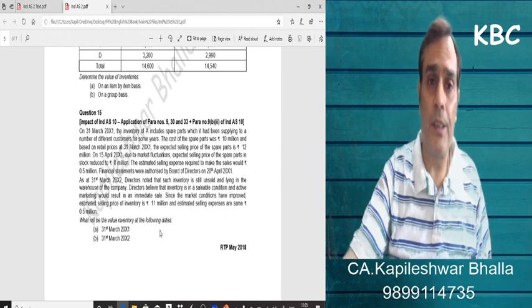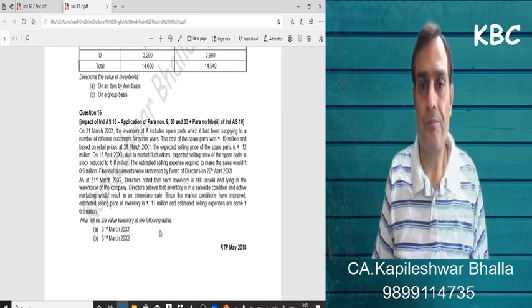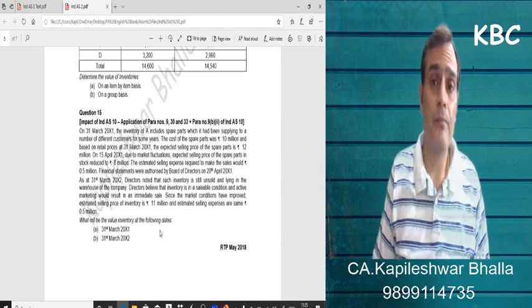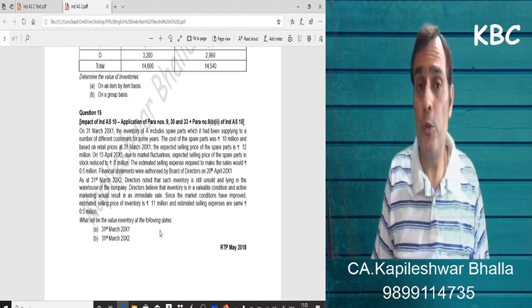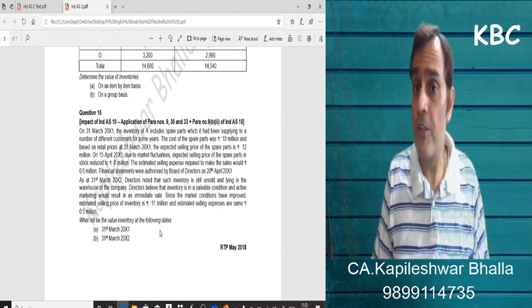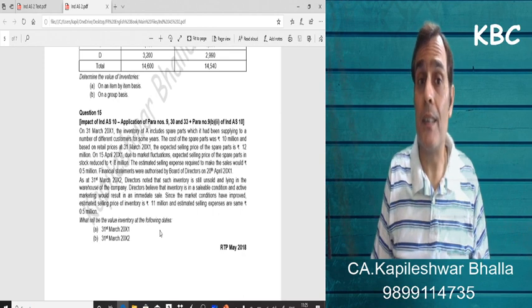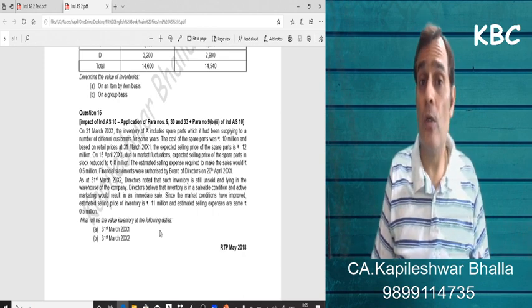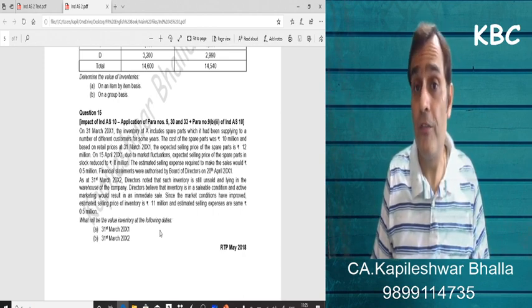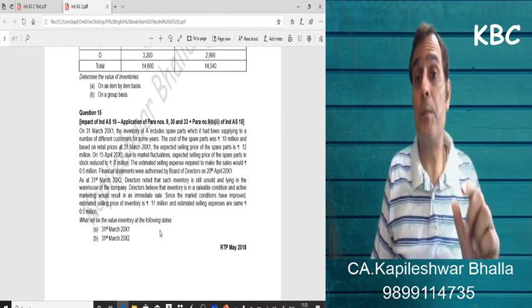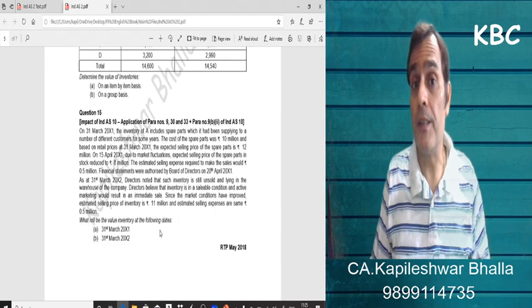It says on 31st March X1, inventory of A includes spare parts, which it has been supplying to a number of different customers for some year. The cost of the spare part is 10 million based on the retail prices on 31st March, that is the balance sheet date. The expected selling price of the spare part is 12 million.